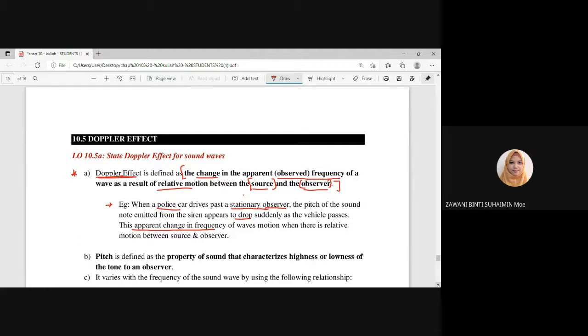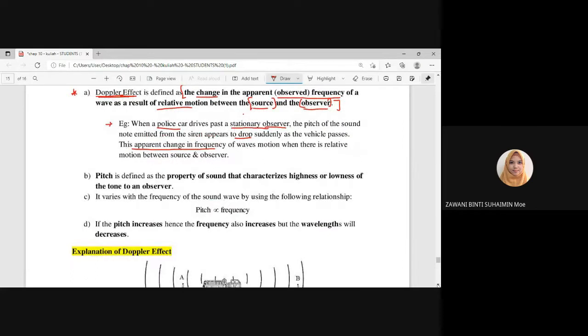Okay, alright. So pitch is defined as the property of sound that characterizes the highness or lowness of the tone to an observer. So maksudnya semakin kuat awak punya sound tu, maksudnya sound awak tu ada high pitch. Okay, kalau sound awak tu slow, perlahan, maksudnya sound awak tu ada low pitch. Itu yang dimaksudkan dengan pitch lah. It is directly proportional to the highness and the lowness of the sounds. It varies with frequencies of the sound wave by using the following relationship.